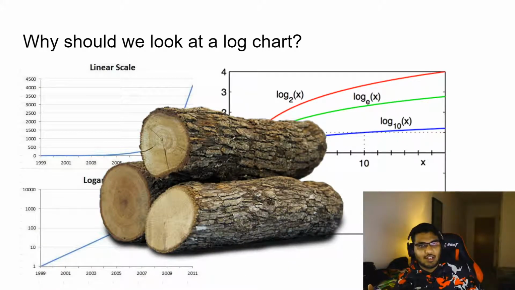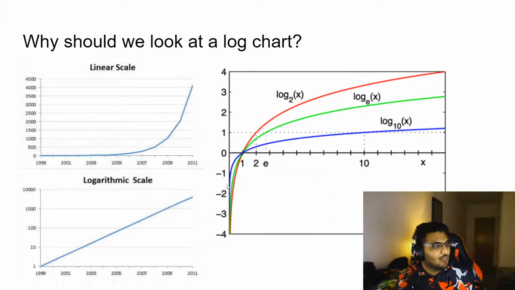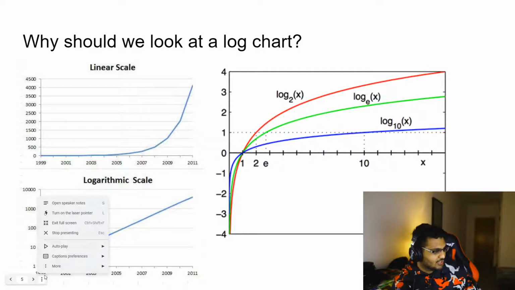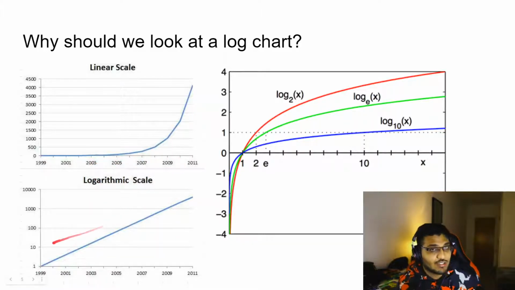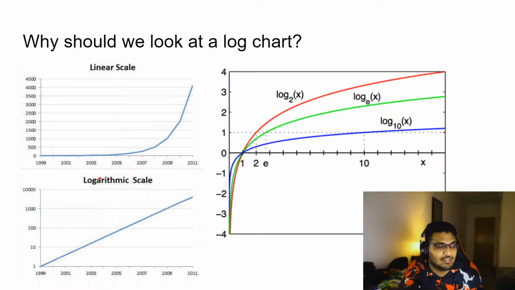So no, it's not a piece of wood. Bitcoin is not made on a piece of wood, right? If we look here, let me see if I can get my trusty little laser pointer. This is a linear chart, right? And this is an exponential chart on a linear scale. And this is the same exponential chart on a logarithmic scale. And you can see here, it looks linear on a logarithmic scale, whereas on a linear scale, an exponential graph will look exponential.